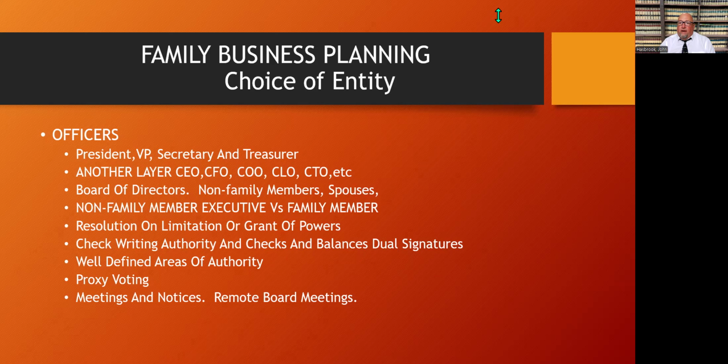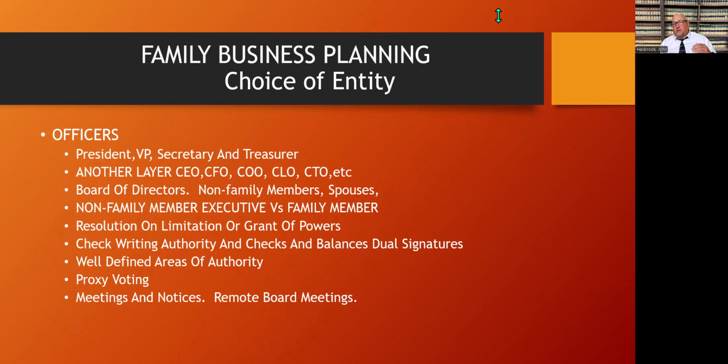Depending on the scale of the business will depend on what officers you may have. Now, sometimes you'll have another layer of officers, maybe a higher level of authority than the president, vice president, secretary, and treasurer, and we would call those the chief officers. Maybe the chief executive officer, CEO, chief financial officer, CFO, chief operations officer, COO, chief legal officer, chief technology officer, etc. And you see that pretty commonly in family businesses where maybe you have a higher level of an officer.